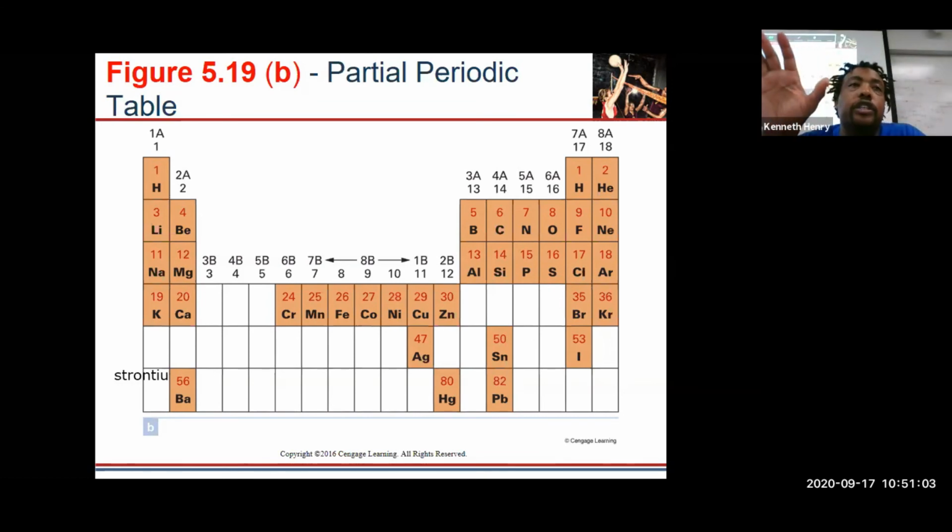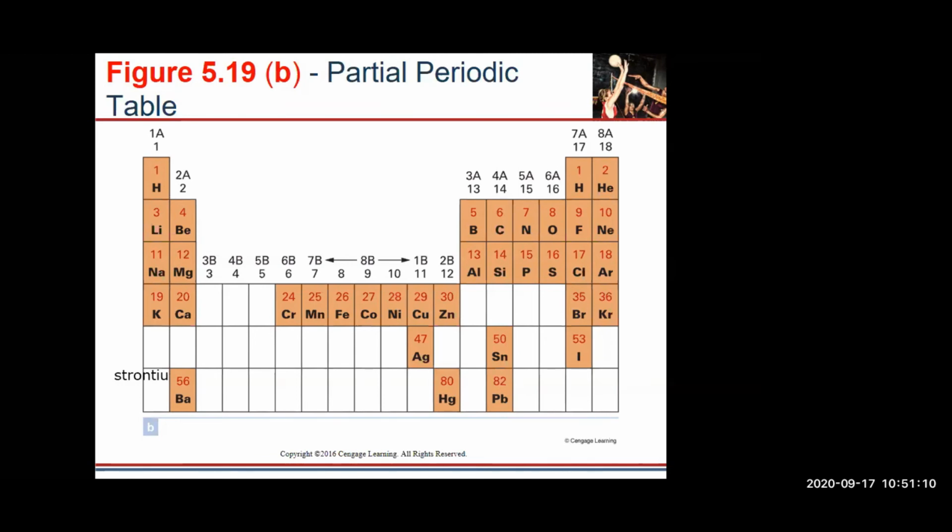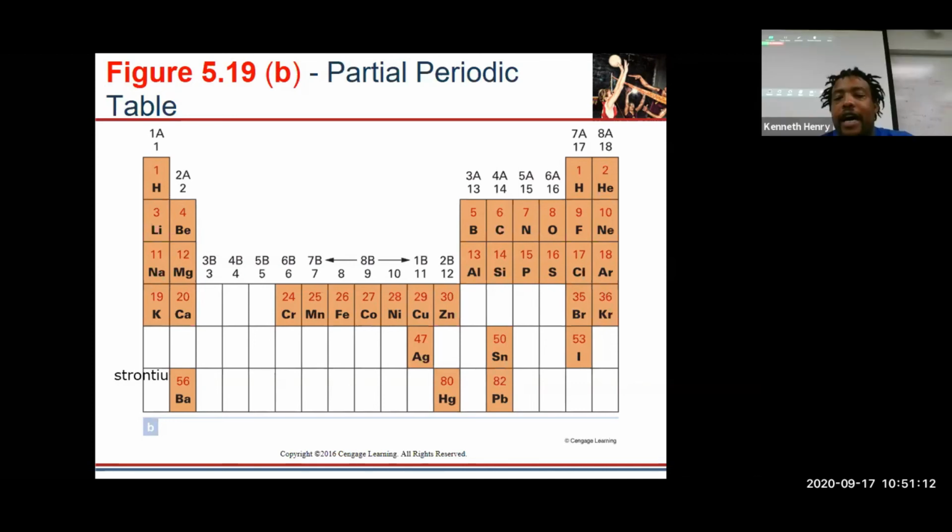Okay, so this is just showing you where a lot of those commonly used elements are on the periodic table. And that's all for chapter 5. You ready for chapter 11? We're getting to the good stuff. Are you there? Yes. Chapter 11. Yes.